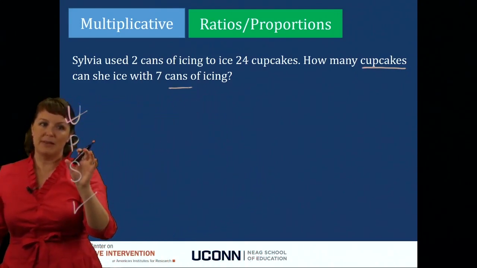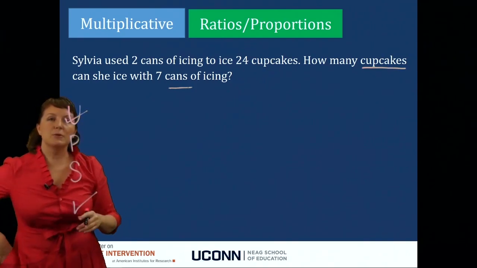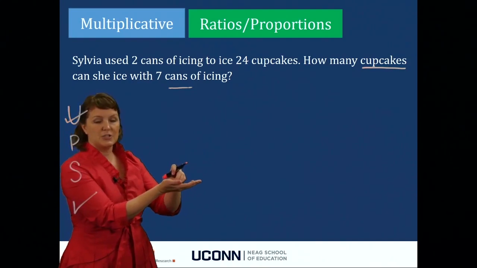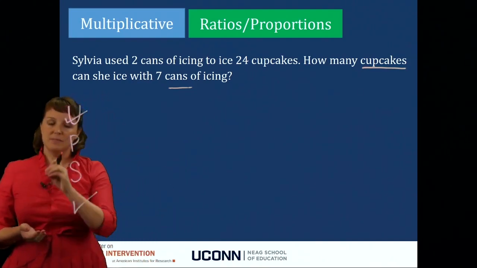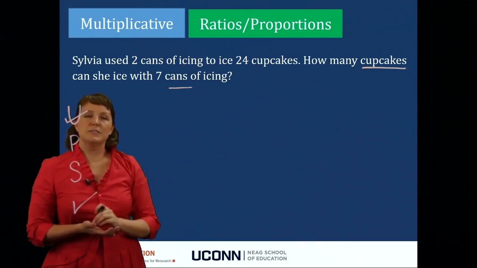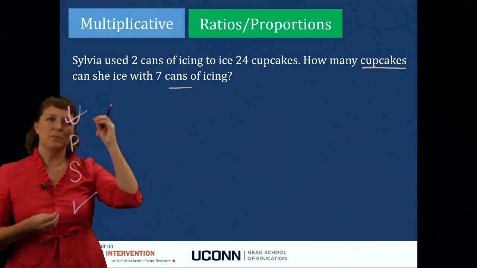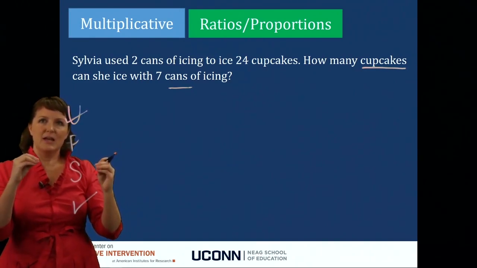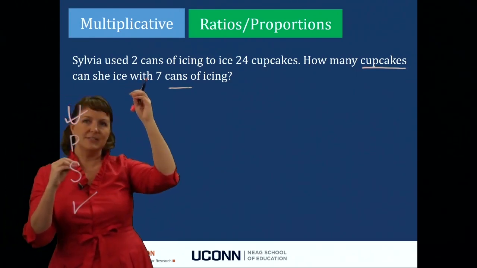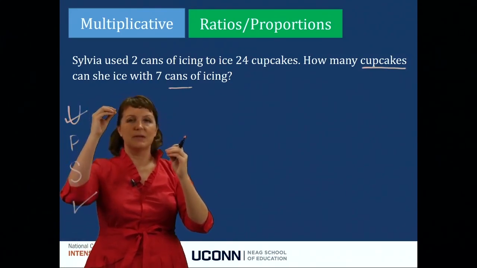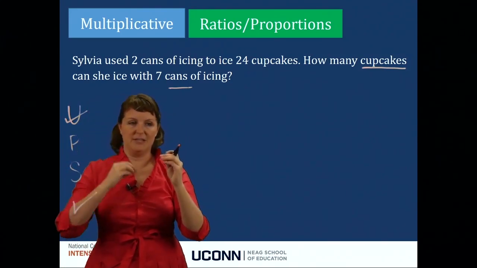I'm going to make a plan. Is this an equal groups problem where I have groups with an equal number within each of those groups? Is it a comparison problem where I have a set multiplied a number of times? Or is this a ratios and proportions problem where if this set is to that, then this set is to that? Here I do have, if this set, so if 2 cans of icing ice 24 cupcakes, then how many cupcakes can she ice with 7 cans of icing?